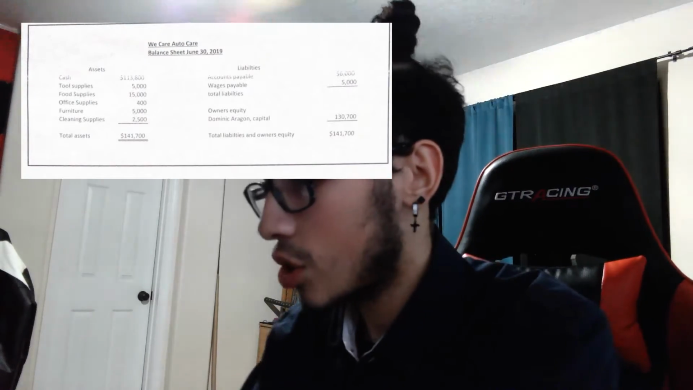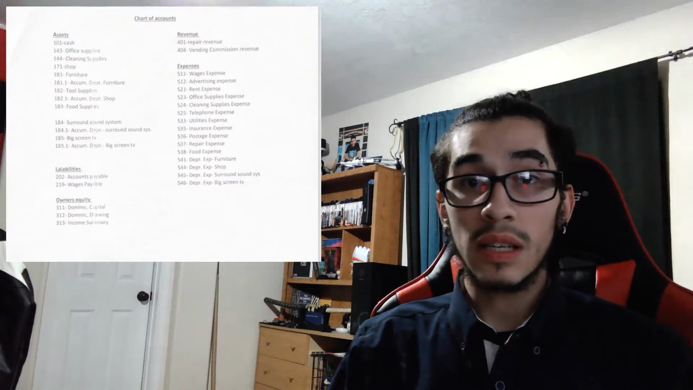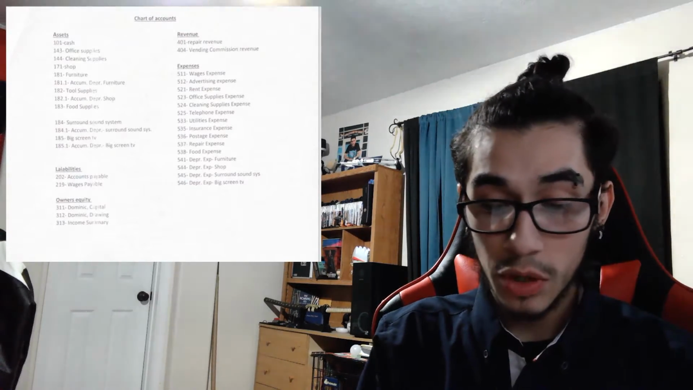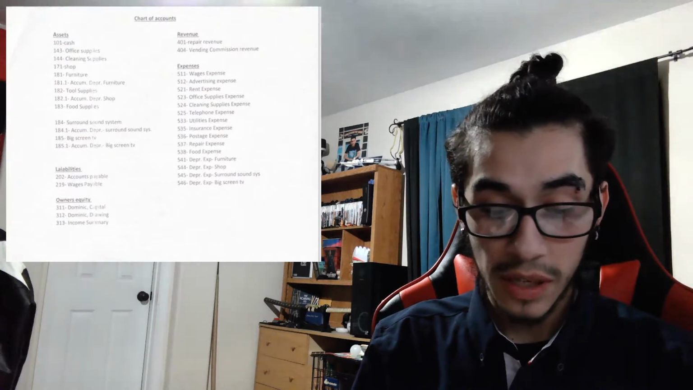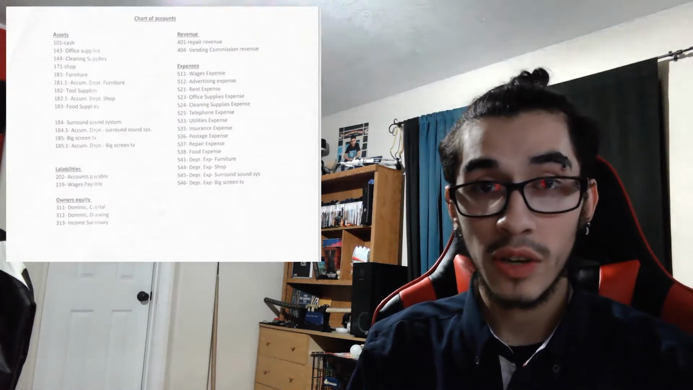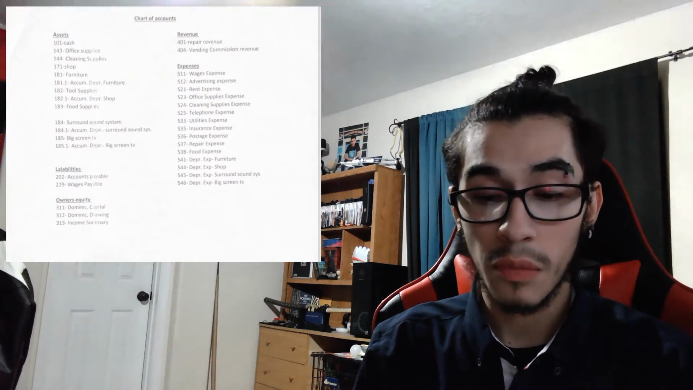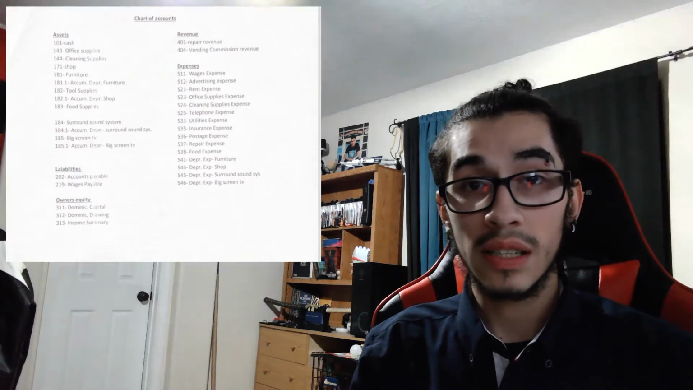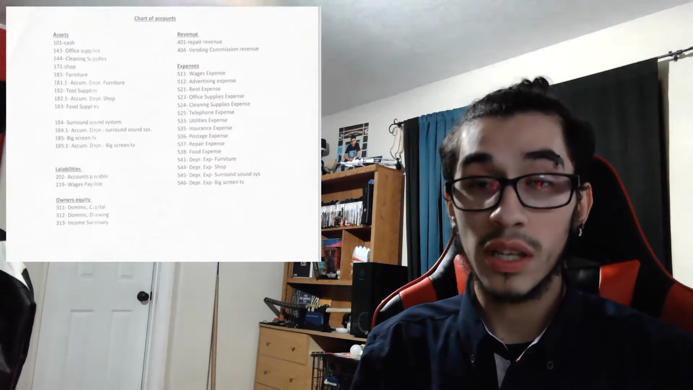Next, now going towards the chart of accounts, as well as the following transactions that took place for the month of July. My chart of accounts did expand, of course, as you can see right here in the top corner again. In my assets I now have accumulated depreciation for my shop, furniture, my surround system, and big screen TV, because you'll see I did make transactions and purchases during the month of July. My liabilities stayed the same, of course. My owner's equity stayed the same.